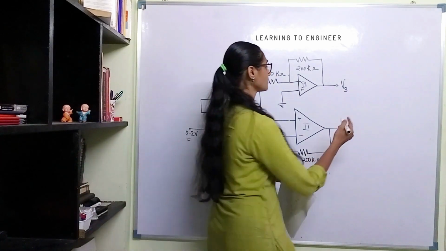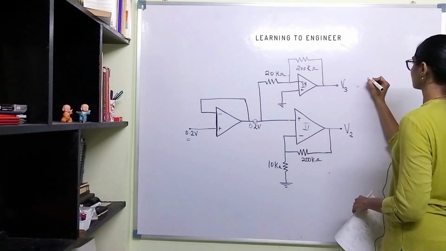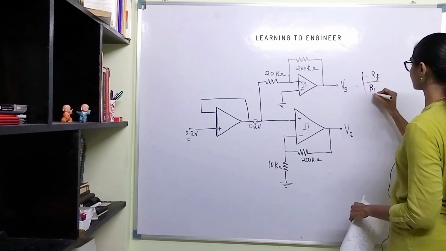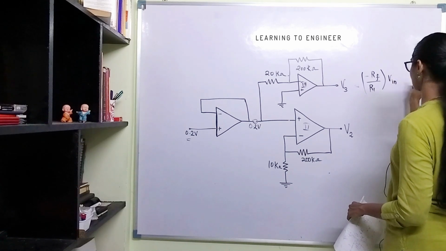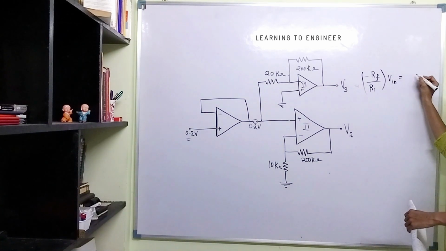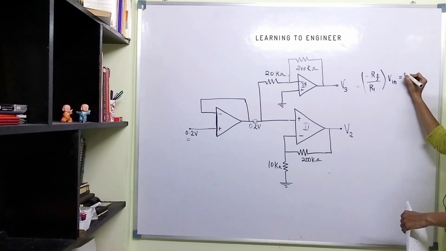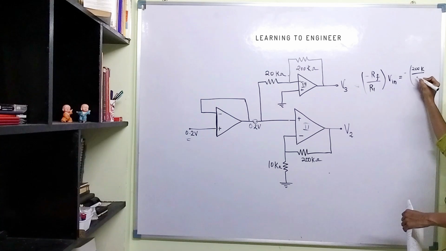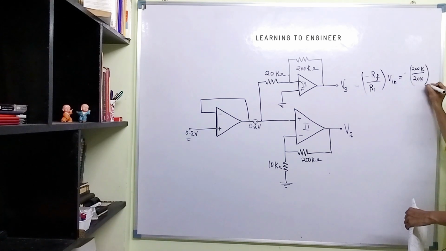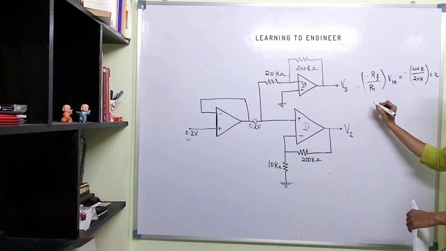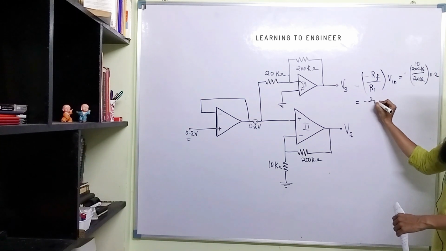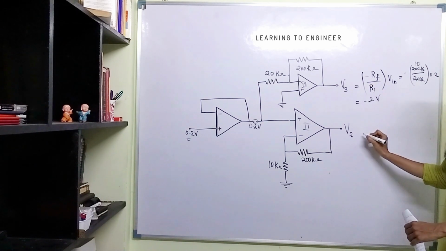So what is V3? V3 will be minus RF divided by R1 times Vn, which is equal to minus 200K divided by 20K times the input 0.2. So what is the value of V3? V3 is equal to minus 2 volt.